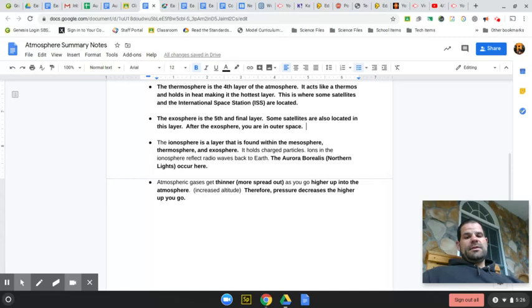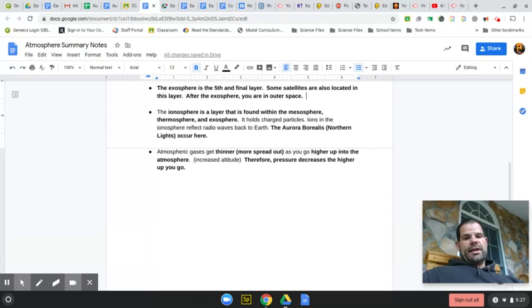And the fifth layer, final layer, is the exosphere. We also have some satellites in this layer. And after we get out of the exosphere, you're officially in outer space. There's really no official ending point of the exosphere, but eventually, after you get so high up into it, you're technically in outer space. So those are the five main layers.